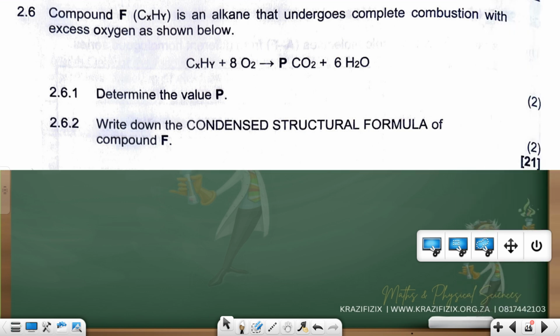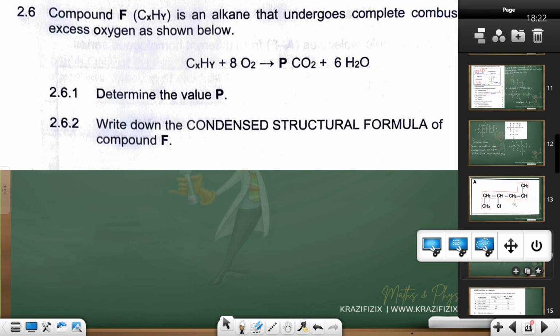Compound F, which is CxHy, is an alkane that undergoes complete combustion with excess oxygen, as shown below. You must understand it will always produce carbon dioxide and water. Determine the value of P. You just balance it. Okay, you try. And write down the condensed structural formula of compound F. Okay, I'll give you 3 minutes. I think 3 should be fine.